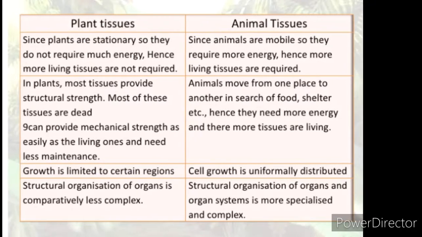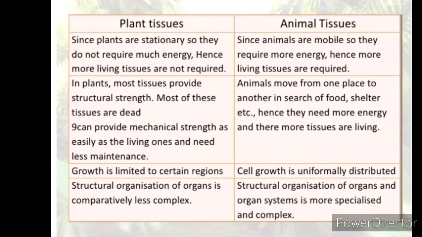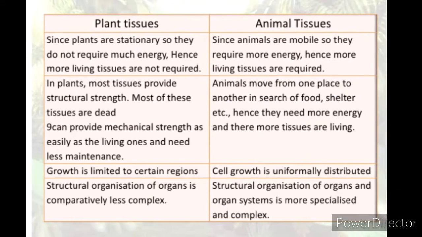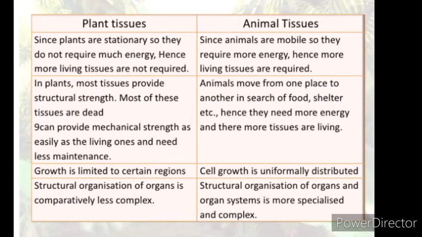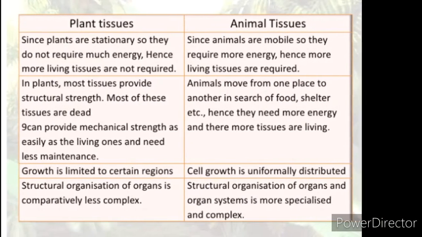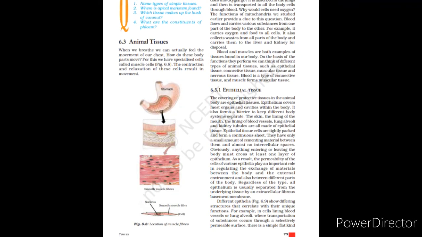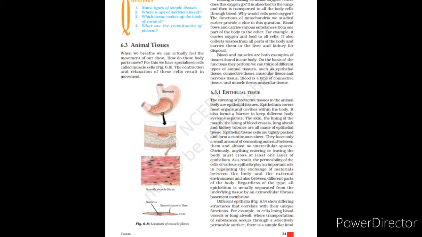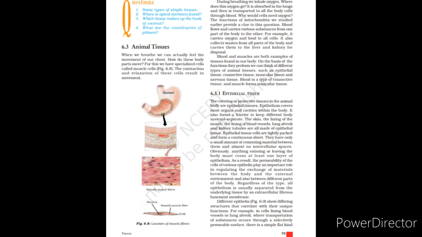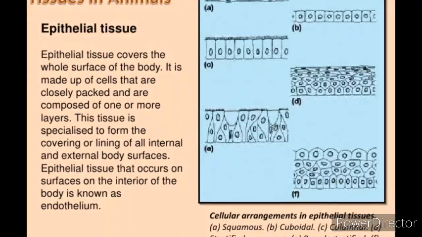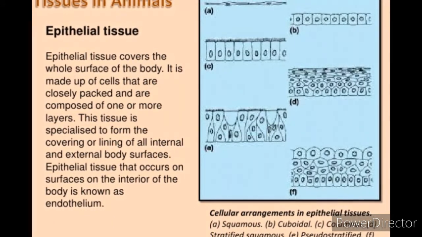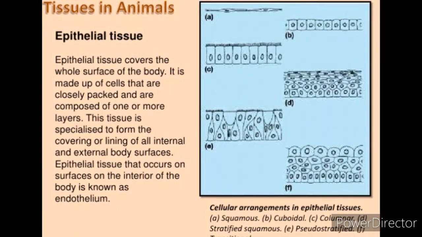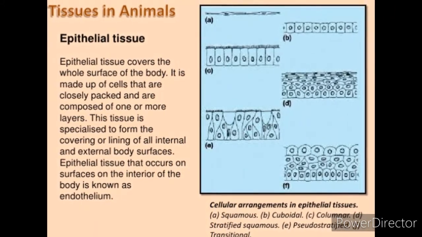Epithelial tissue. The covering or protective tissues in the animal body are epithelial tissues. Epithelium covers most organs and cavities within the body. It also forms a barrier to keep different body systems separate. The skin, the lining of the mouth, the lining of blood vessels, lung alveoli, and kidney tubules are all made of epithelial tissue. Epithelial tissue cells are tightly packed and form a continuous sheath. They have only a small amount of cementing material between them and almost no intercellular spaces.